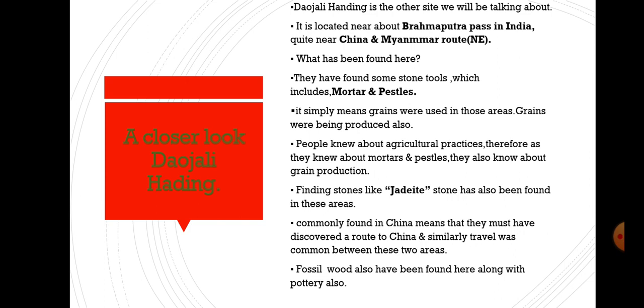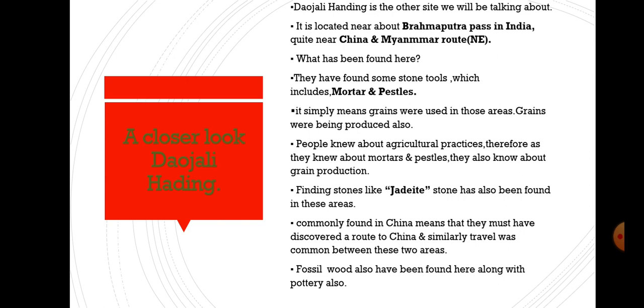Now what has been found here? Here means Daojali Hading. We are talking about Daojali Hading. So the archaeologists have found some stone tools. Many stone tools have been found from the site of Daojali Hading, but the archaeologists were surprised to find a type of stone tools which were called mortars and pestles. Mortar and pestles are still used in most Indian kitchens. It is a type of stone on which grains are ground, on which spices are ground.